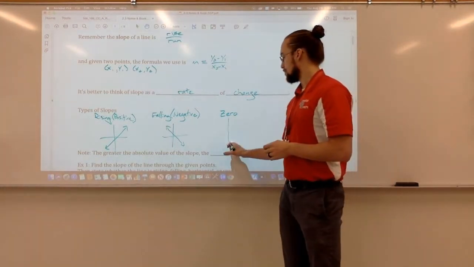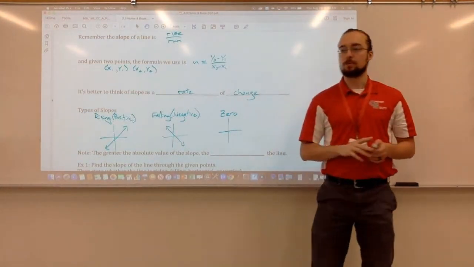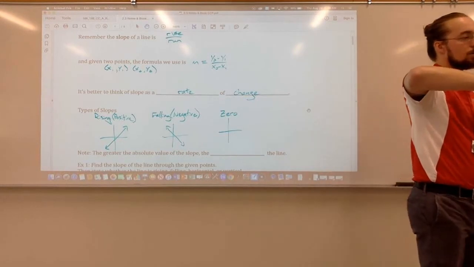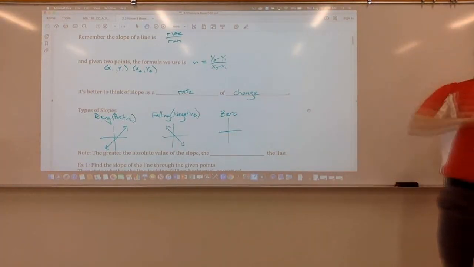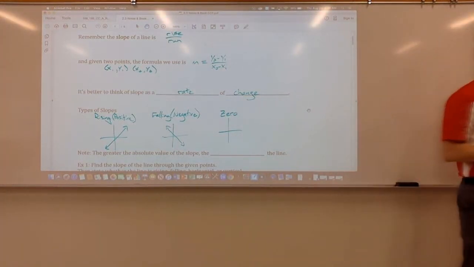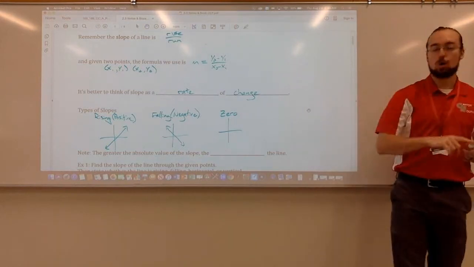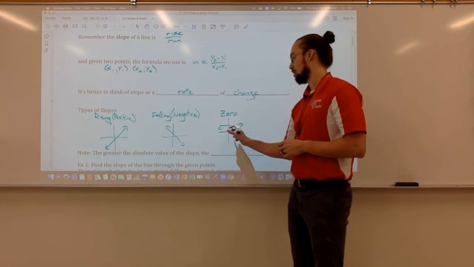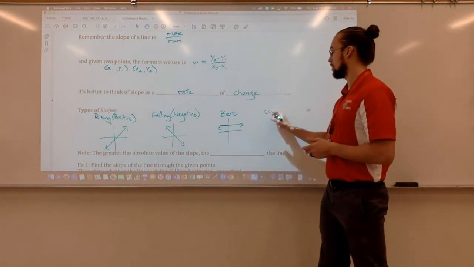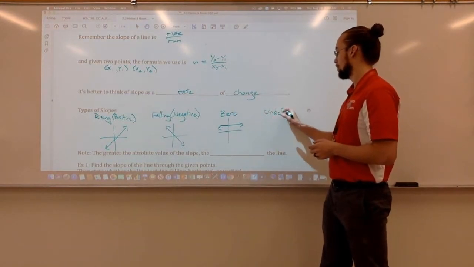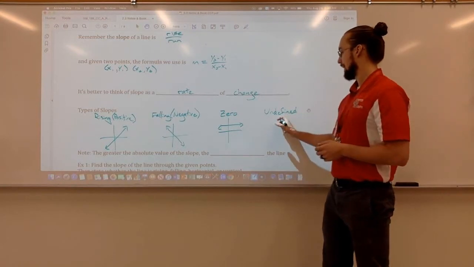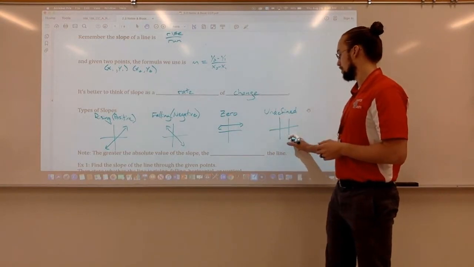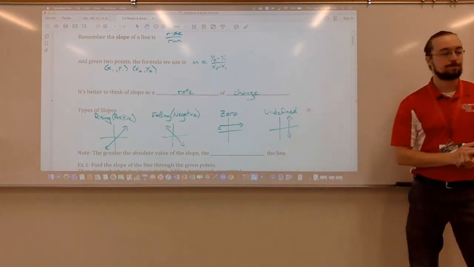People always get the 0 and the undefined mixed up. So is 0 the vertical or the horizontal one? 0 slope is horizontal. Okay, and then the last one, the undefined slope. Undefined slope is a vertical line.